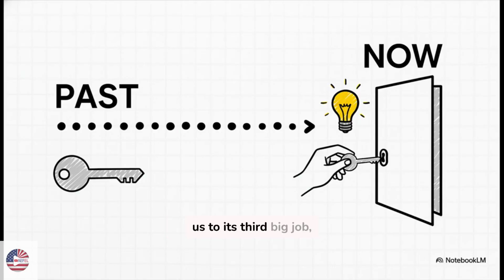And that brings us to its third big job, talking about a past action that has a result right now. When we say she's found a new apartment, we're not focused on when she found it. The result, the important thing now, is that she has a place to live. The past action directly affects the present situation.